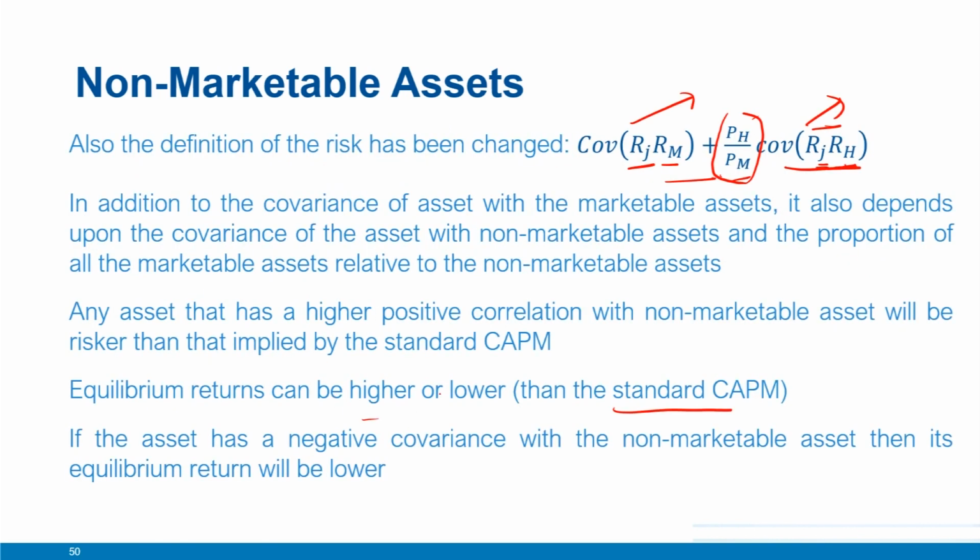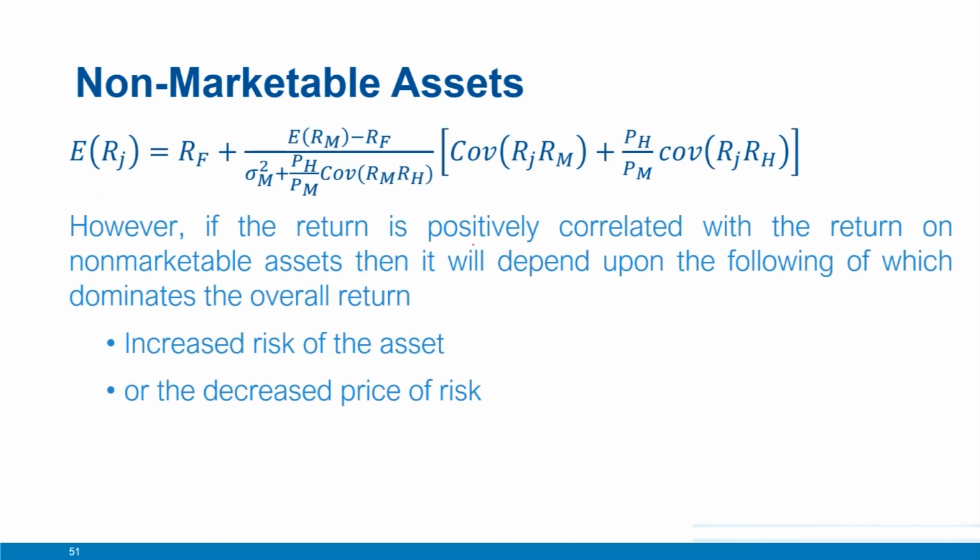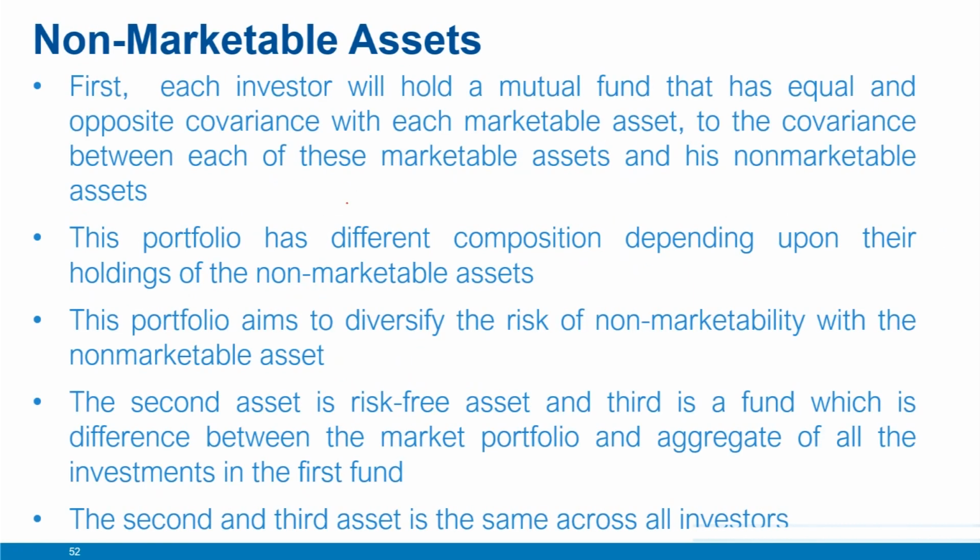if the asset has a negative covariance with the non-marketable assets, then its equilibrium return will be lower. However, if the return is positively correlated with the return on non-marketable assets, then it will depend on which dominates: whether the increased risk of the asset dominates or the decreased price of risk dominates, as we discussed. That will determine whether equilibrium returns are lower or higher as compared to those predicted by the standard version of CAPM. Now let's discuss the implications for real market behavior.